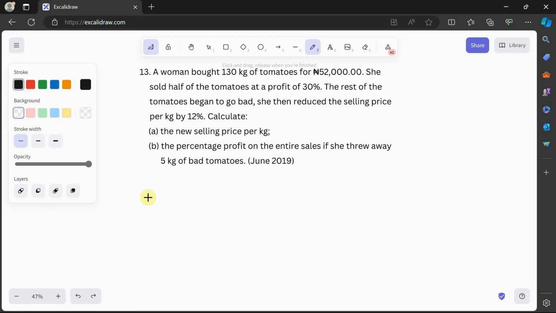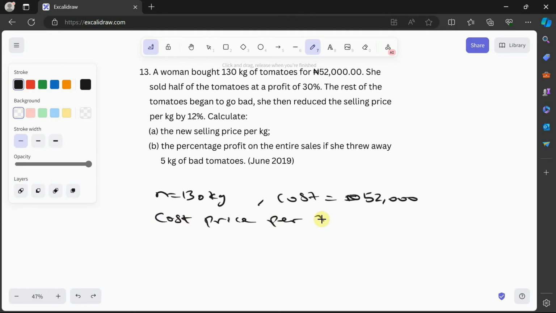So we know that the woman bought 130 kg of tomato at a cost of 52,000 naira. So those 130 kg cost 52,000. We can find the cost per kg. So the cost price per kg would just be total cost, which is 52,000 divided by 130. If you press that on your calculator, that will give you 400 naira. So this is the cost per kg.